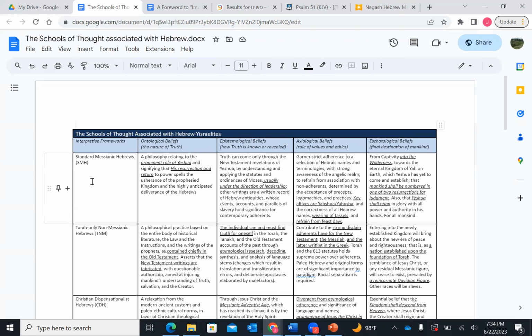These frameworks are not individual camps. These are individual schools of thought, so there might be several different camps and organizations under each one of these.